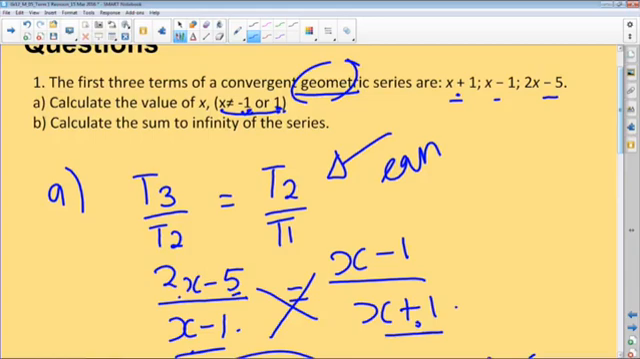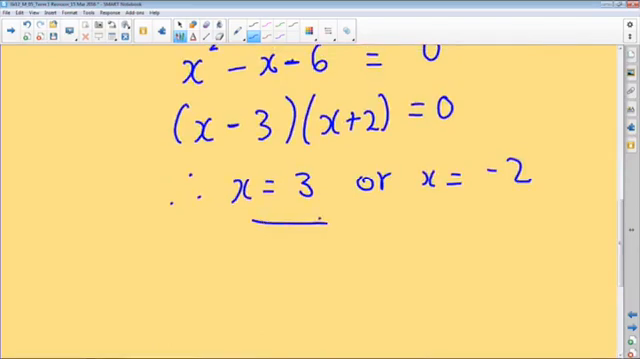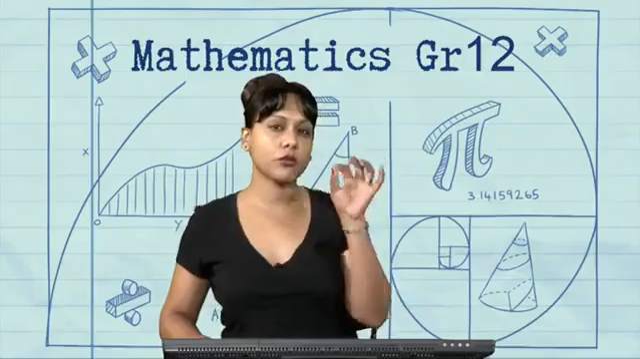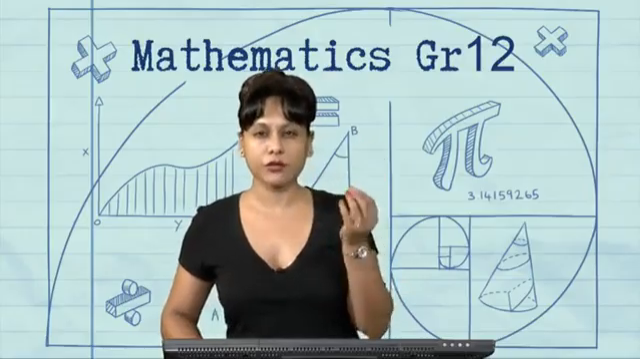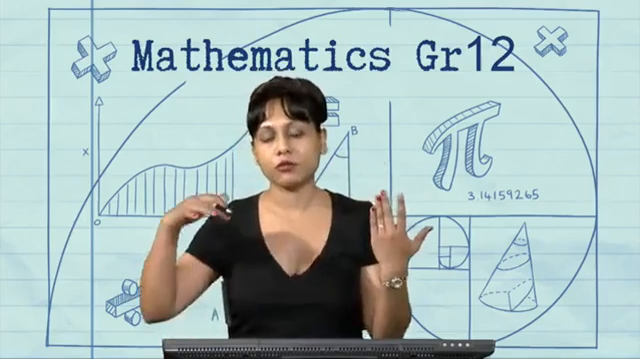So now we've got two values to choose from. Which do we choose? We've got x is 3 or x is minus 2. Now, this is where you've got to be careful because remember, you're looking for a convergent series, which means your ratio has to be between minus 1 and 1.